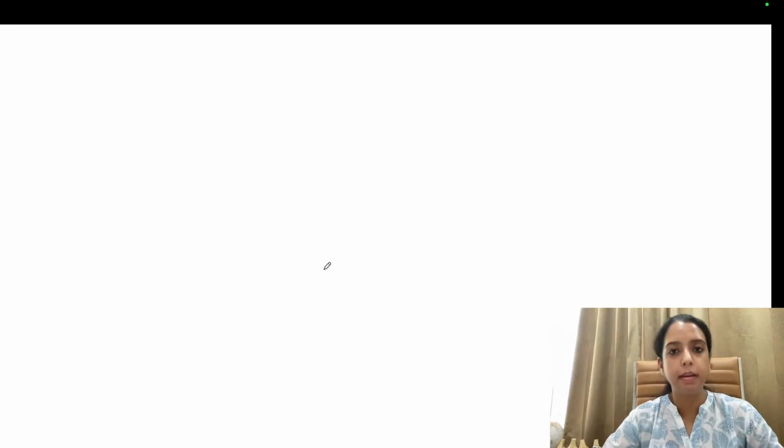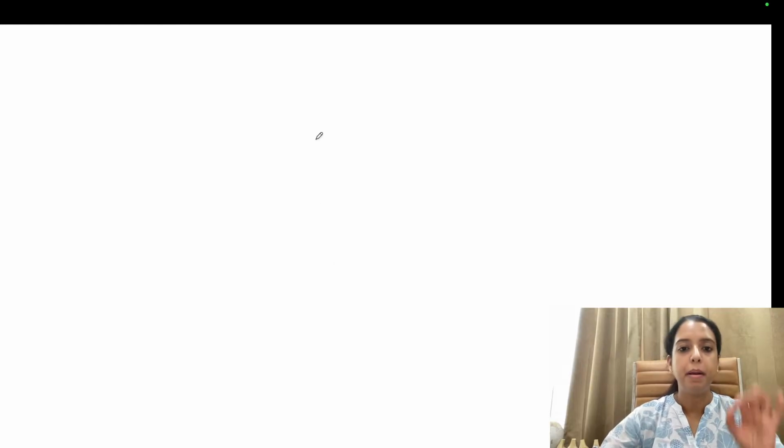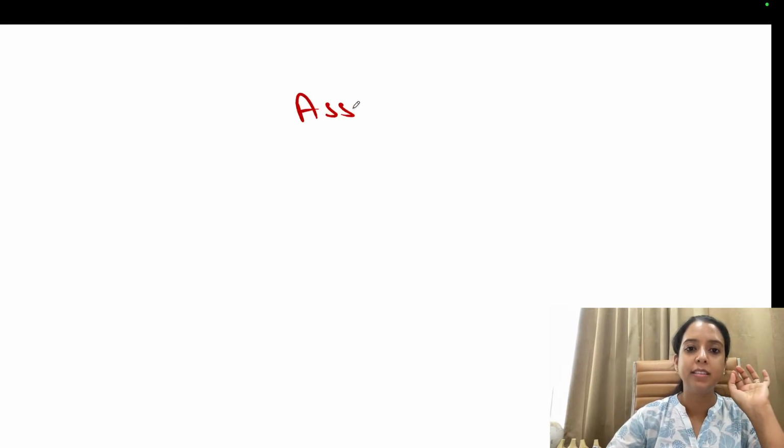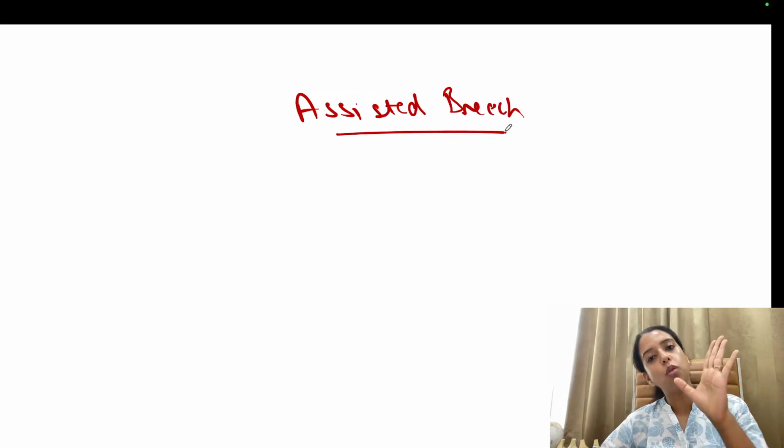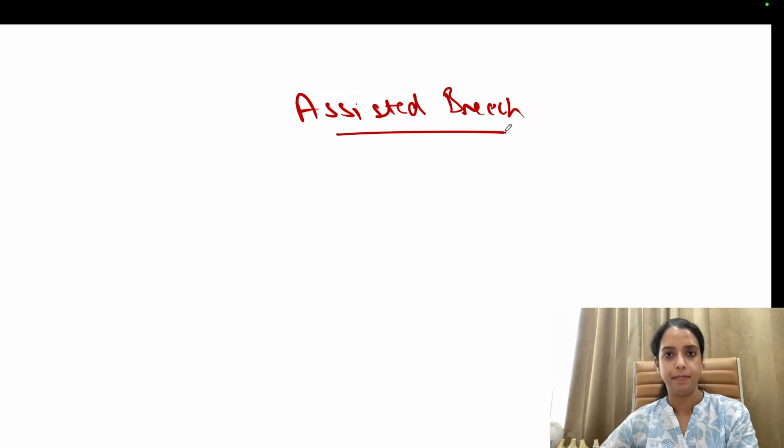ठीक है? Breech delivery से related, there are so many maneuvers that you have to remember. Remember, breech delivery को we call assisted breech delivery. है ना? Assisted breech. Why do we call it assisted breech? We need to assist at each step. ठीक है? We need to assist at each step. That is why we call it assisted breech delivery.